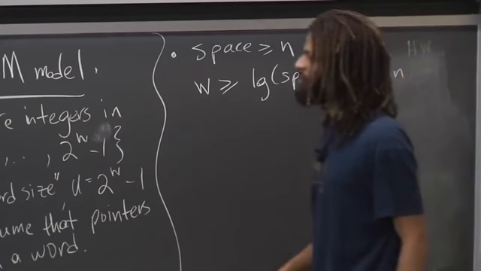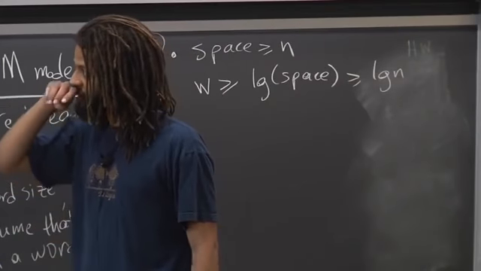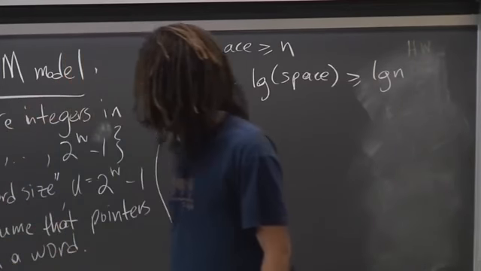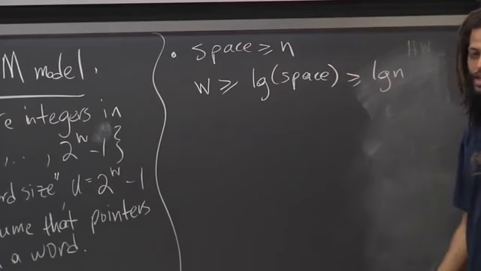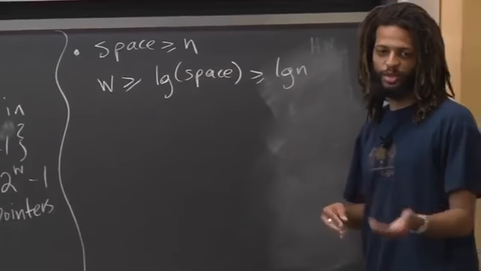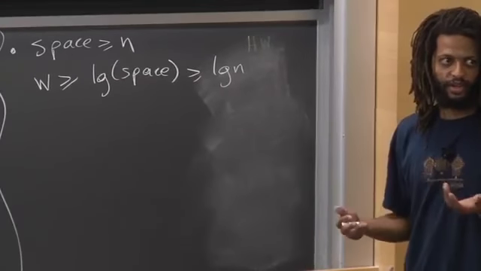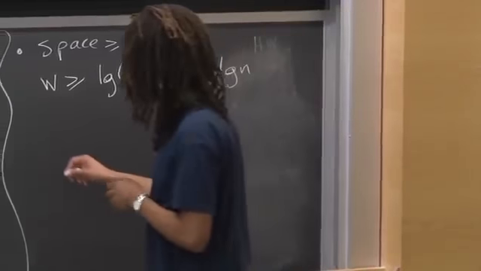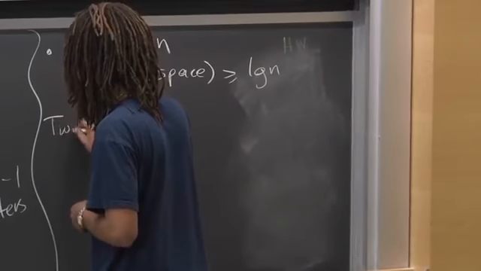And what I'm going to show you today and on Thursday are two different predecessor data structures that get different bounds. One is going to be better when w is small, like closer to log n. One is going to be better when w is very large. So, two data structures.